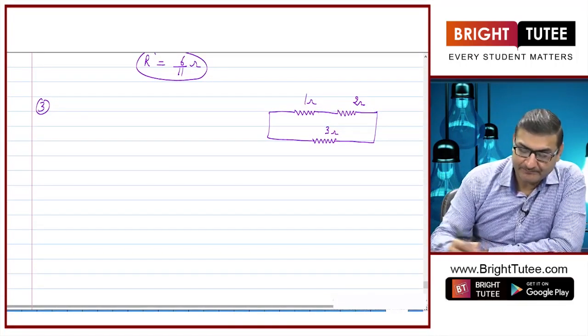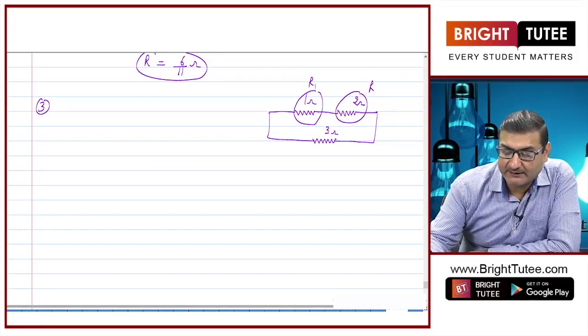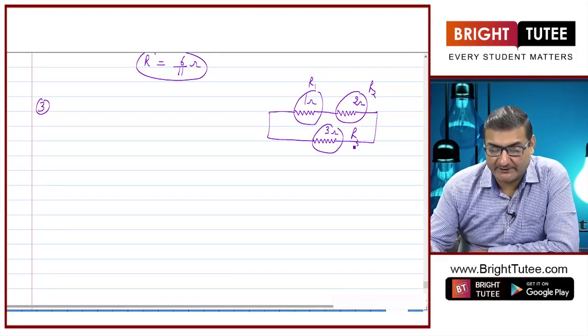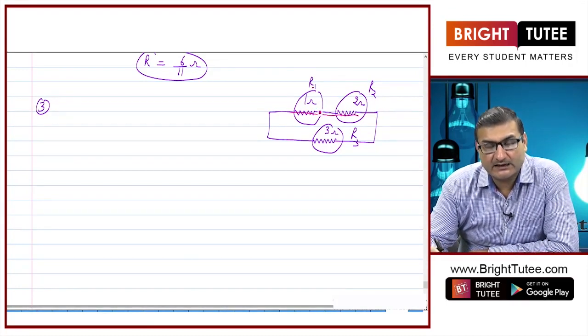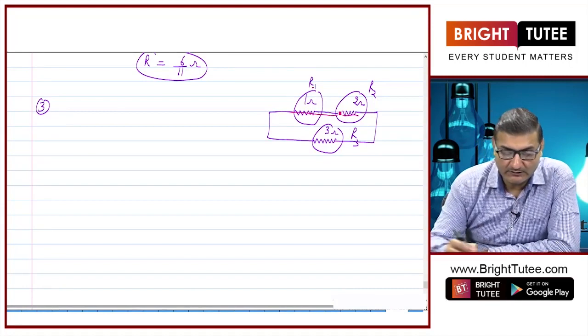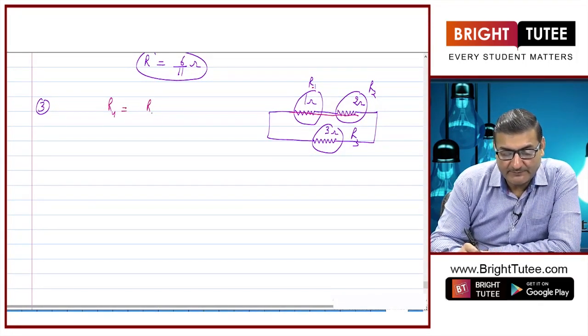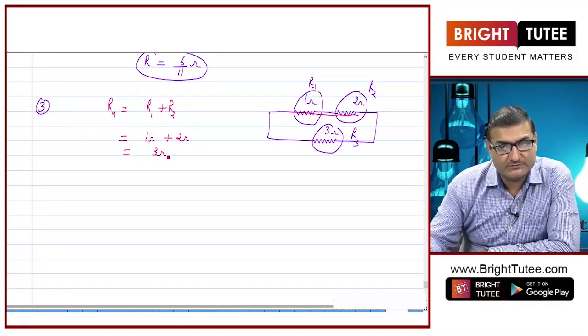Let us counter check. Let this resistance be R1, this resistance R2, and this 3 ohm resistance R3. First of all, I can see that R1 and R2 are in series. So, rather than taking these two, I will take a resultant and give that resistance the name R4. R4 will be equal to R1 plus R2 as they are in series. This is 1 ohm and this is 2 ohm. It comes out to be 3 ohms.